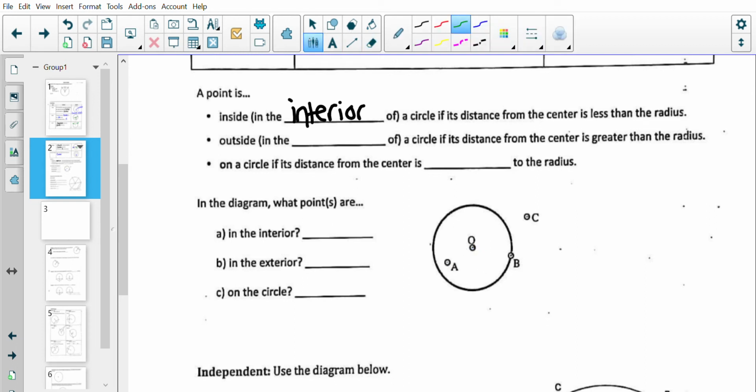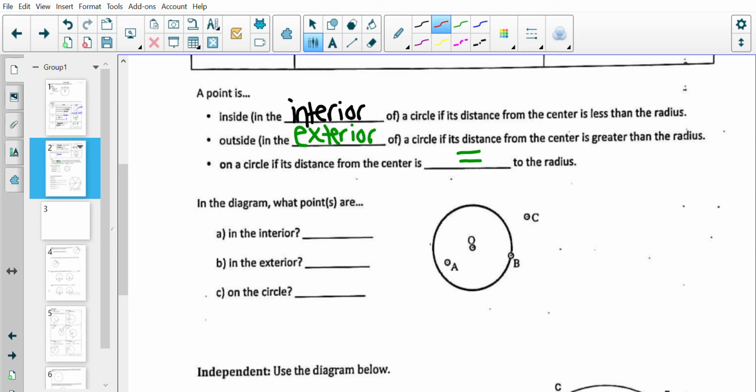Okay, next one. A point is considered outside or in the exterior, exterior means outside, exterior of a circle if its distance from the center is greater than the radius. And a point is considered on the circle if its distance from the center is equal to the radius. So let's look at this little diagram. Let's find a point that's on the interior and the exterior and on the circle.